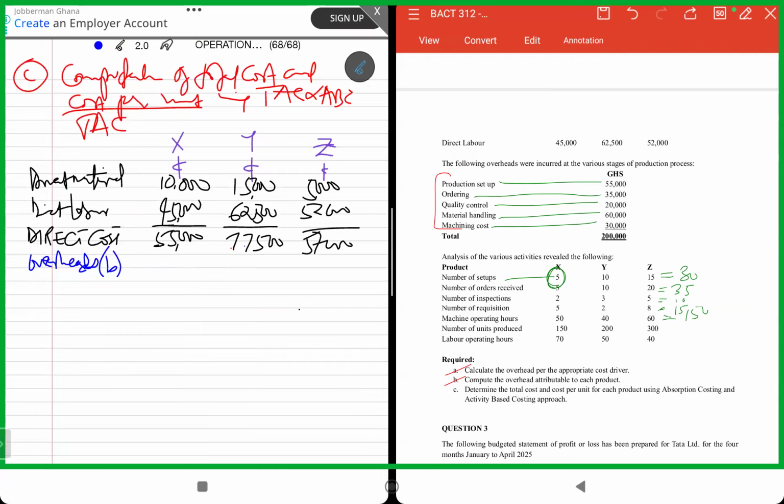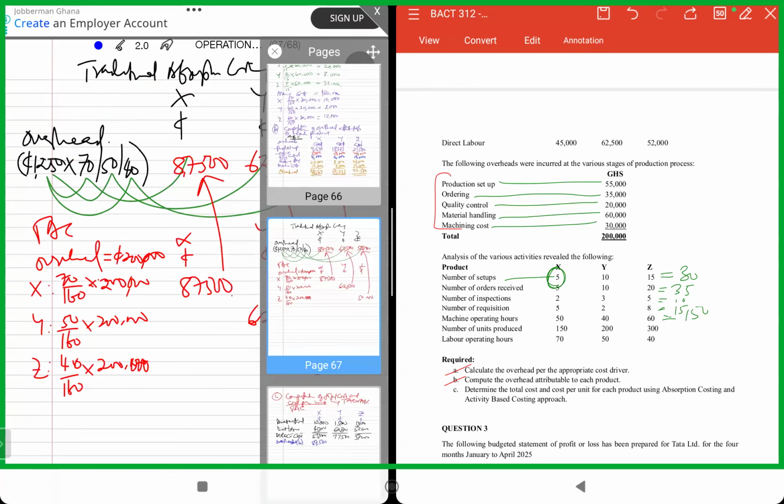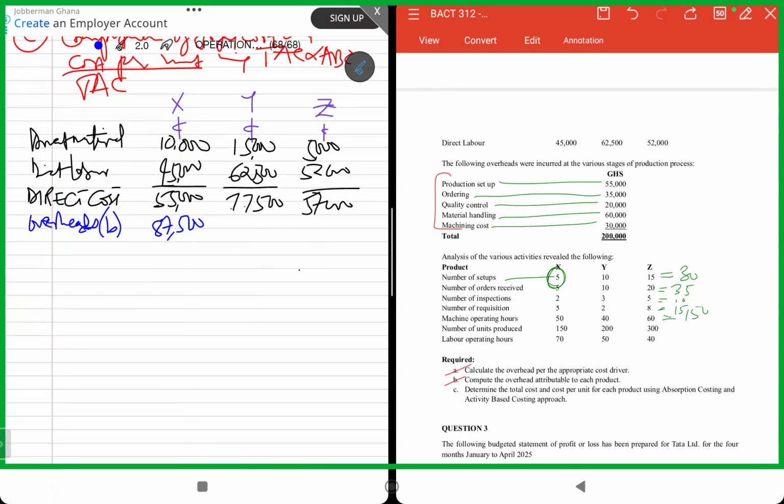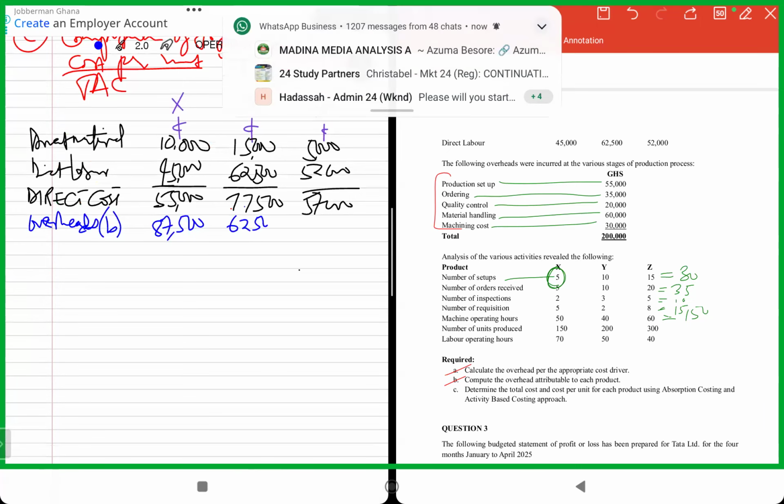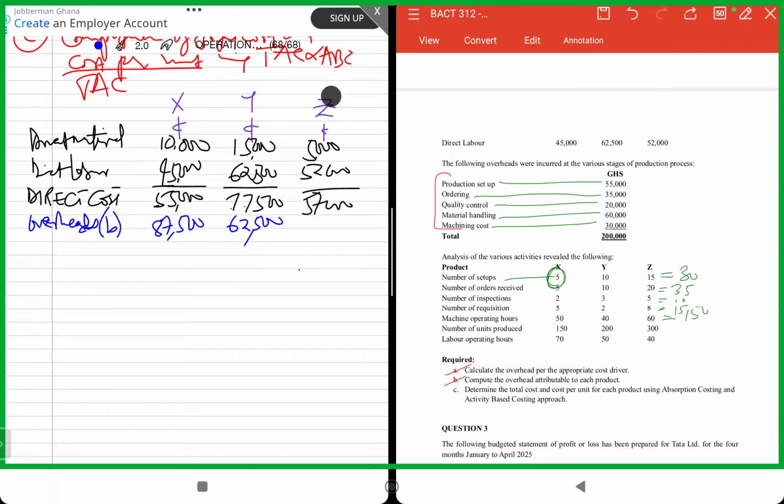What is my overhead for X? 87,500. The next one. 62,500. 50,000. Then you add 500 here. So Pearl, do the Y, let me do the Z.